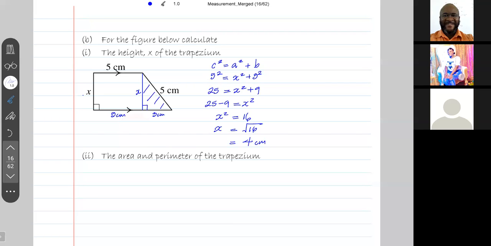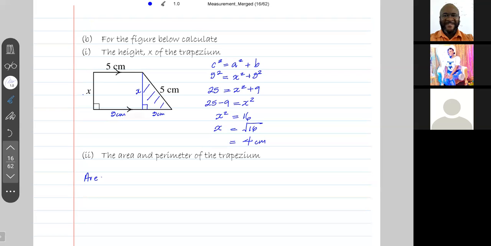Then we're asked to calculate the area and perimeter of the trapezium. Let's go for area. The area would be equal to a half, A plus B, multiplied by H. So it is a half, 5 plus 8. Everybody remember the length of the bottom side is 8. 5 plus 8 multiplied by the height, which is 4. So it's a half times 13 times 4. 2 goes into 4 2 times. 2 times 13 is 26, and this is centimeters squared.